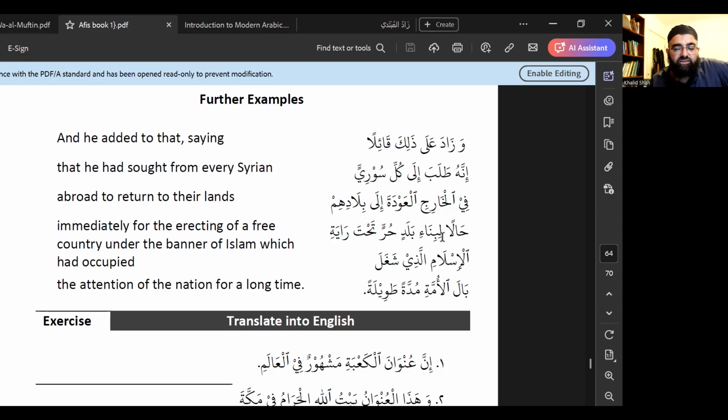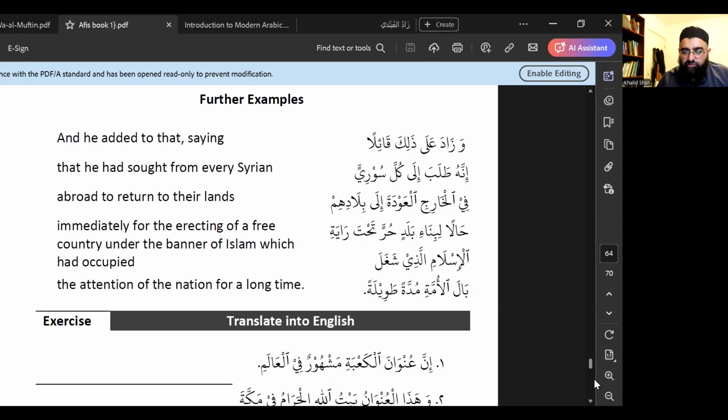Bal ummati muddatan tawilatan, for a long time. Muddatan, for a duration. Tawilatan is a sifa of that, right? And both together they are the adverb, and they're giving you the manner in which the mind of the ummah, the attention of the ummah, was preoccupied.